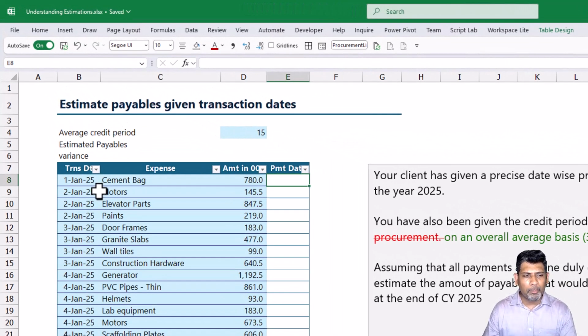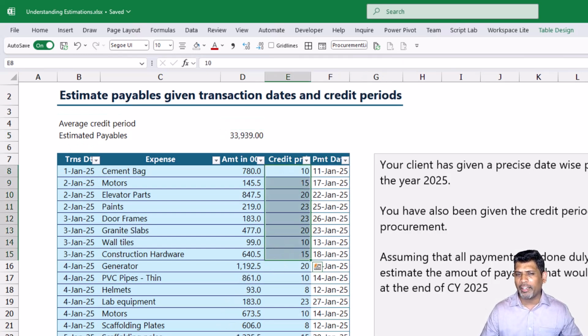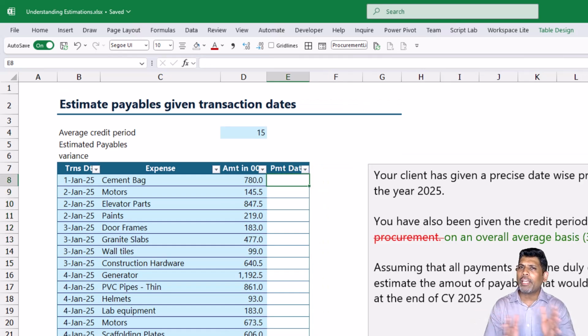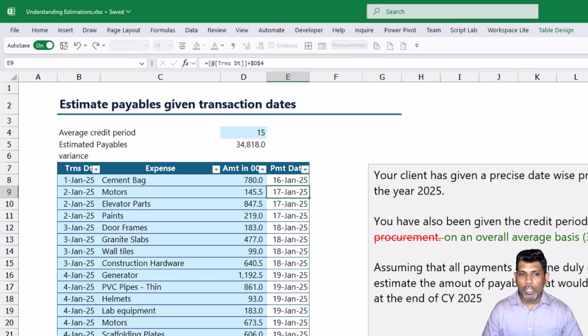We know that our credit period is somewhere between, let us say if I look at my actual data, somewhere between 10 to 20 days. So let's say the range is between 10 to 20 days and I know the average is 15. Even though I don't know the precise credit period for each of the items, let me take the average to be 15 and let me get the payment date using the exact same formula we did earlier. Transaction date plus credit period, except that here I have to assume that all the credit periods are equal to 15. So this is a compromise we are bringing in when it comes to accuracy.